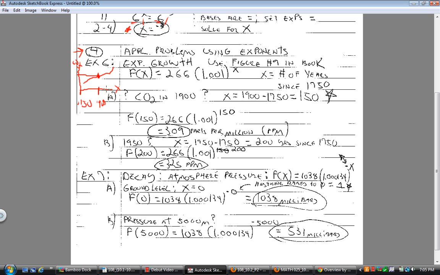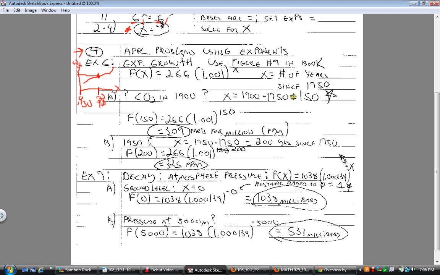Now the exponential function is given to us as f of x equals 266 times the quantity 1.001 raised to the x. The key thing to doing these problems is you don't put the year numbers in there. You put how many years you are from 1750, and that's year 0. That's the big thing. Subtract 1750 from 1900, and you get 150. It's been 150 years since they started taking data. That's what your x value is going to be.